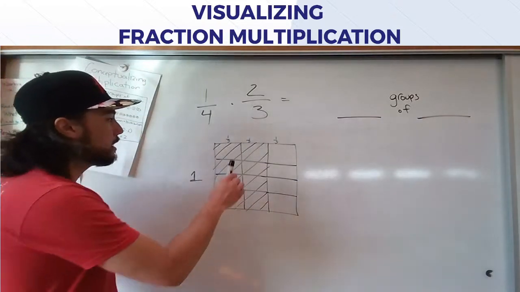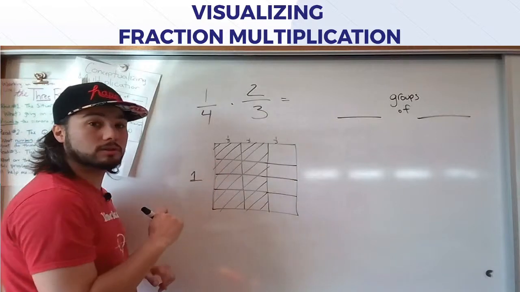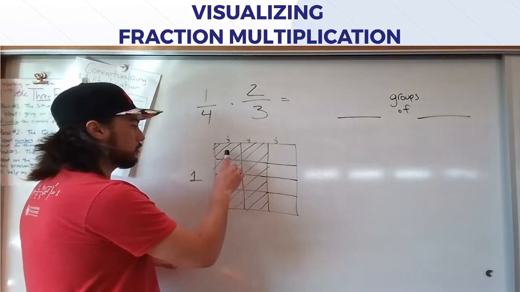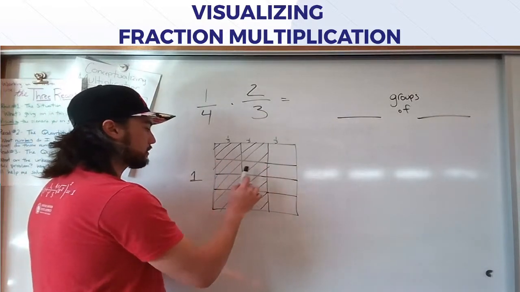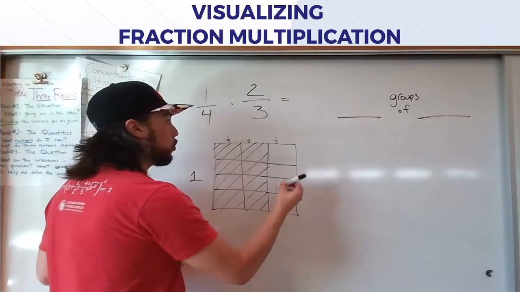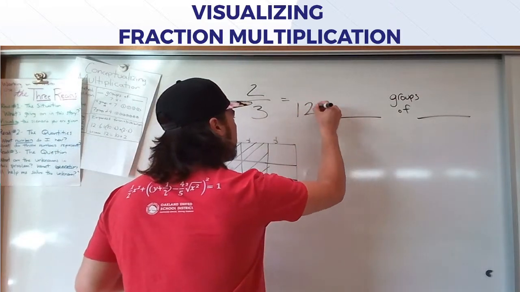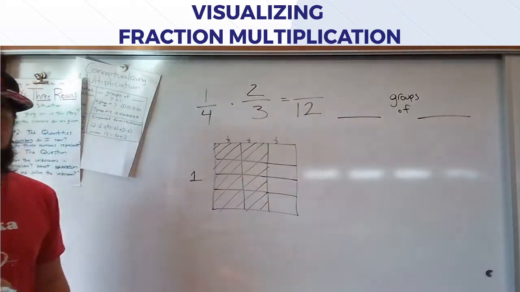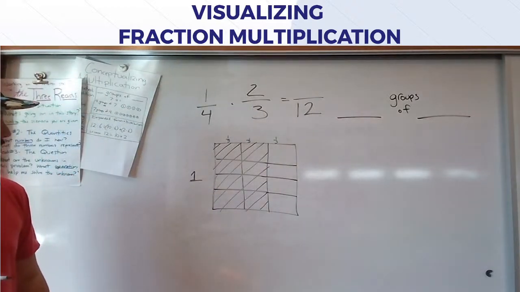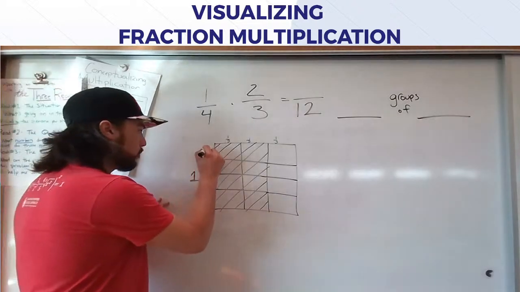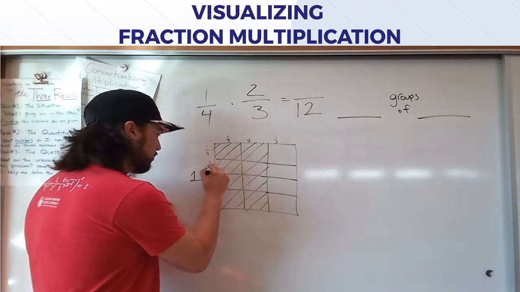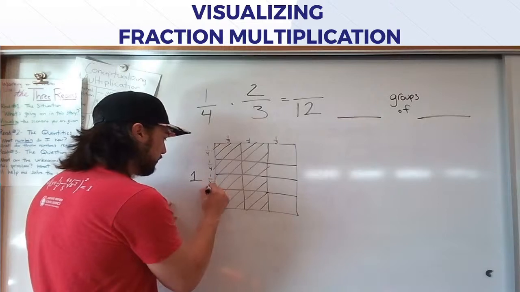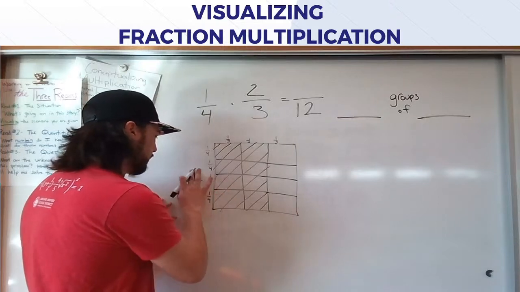So in this case, if I take thirds and divide those thirds into fourths, we end up with 1, 2, 3, 4, 5, 6, 7, 8, 9, 10, 11, 12. So we've made twelfths. We have made twelfths, right? 1/4, 1/4, 1/4, 1/4.